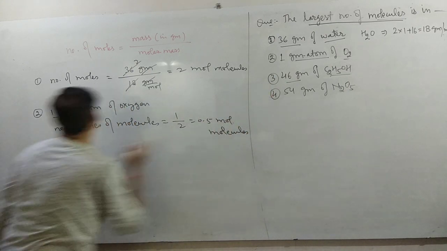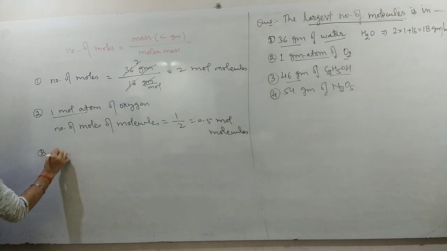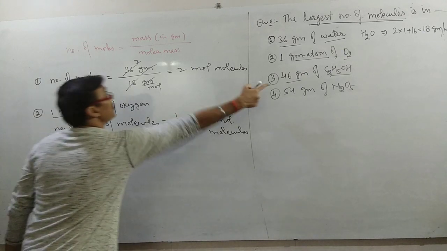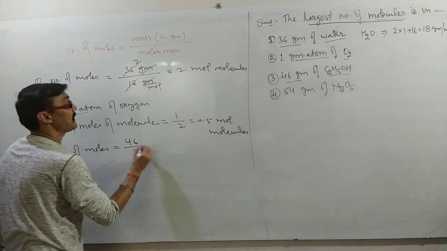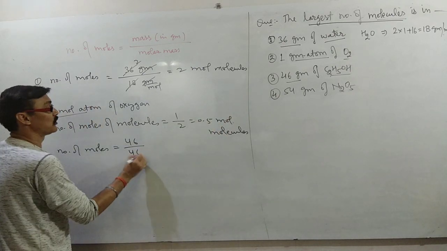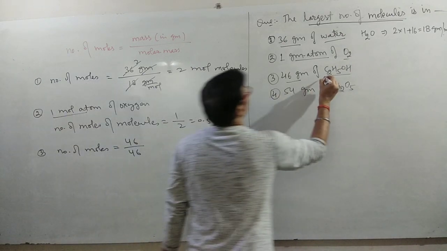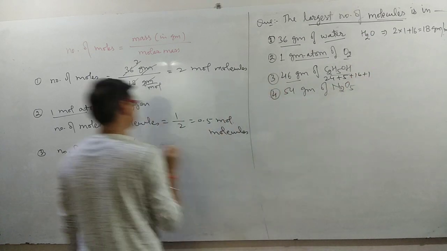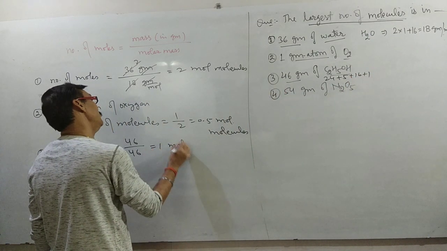As in the third option, the number of moles is mass in gram 46 divided by the molar mass of ethanol, also 46, that is 24 plus 5 plus 16 plus 1, that is 46. So it is 1 mole molecule.